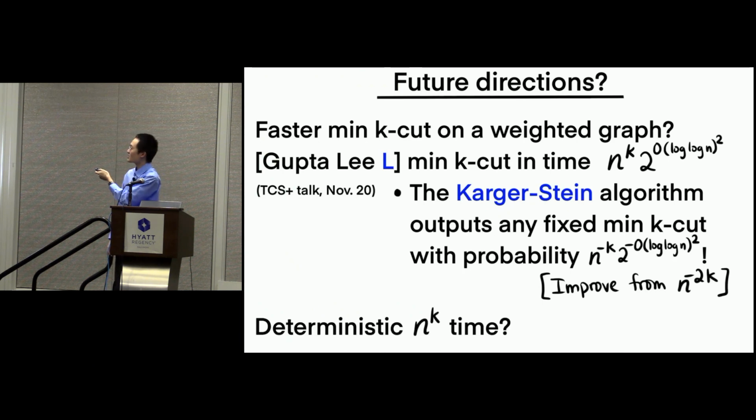One last question is, can we make this deterministic, since the Karger-Stein algorithm is randomized? And that's still not known. I guess that's it.